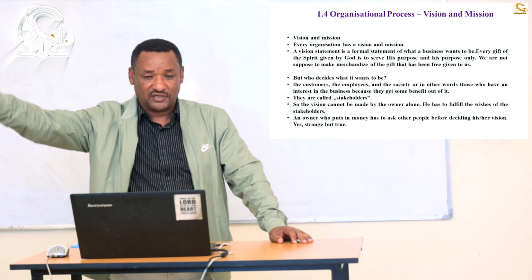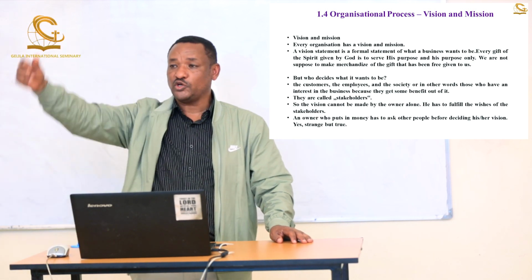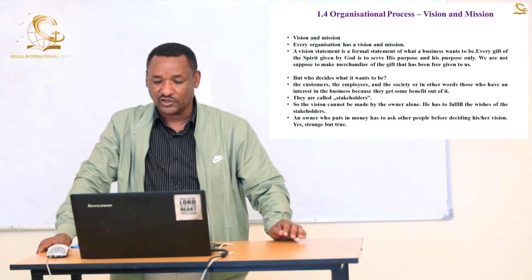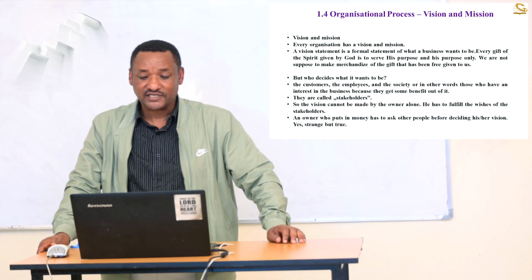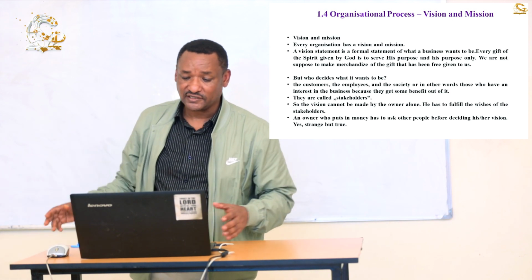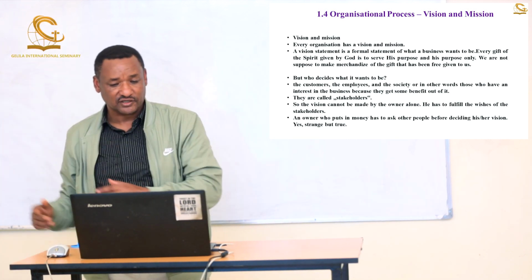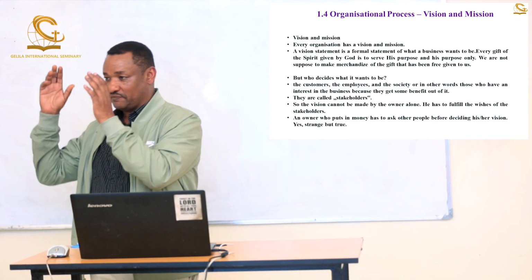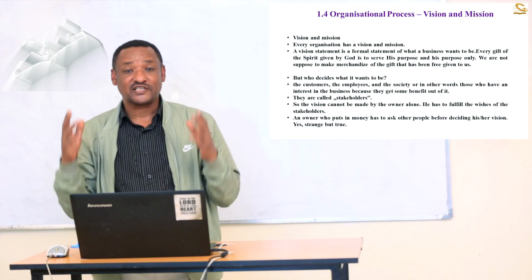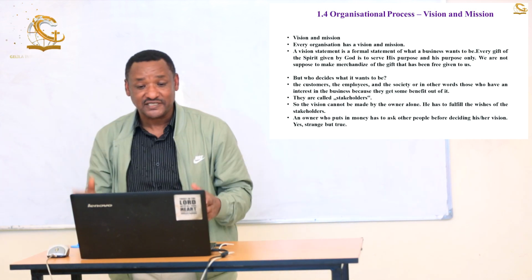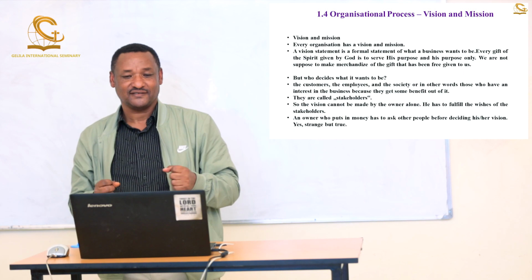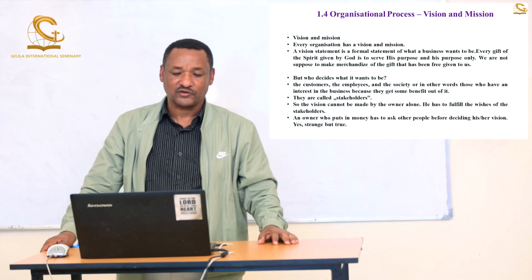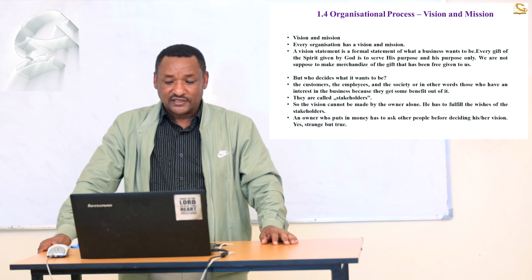A vision is what you need to achieve at the end, according to the customer's needs, the employee's needs, and the society's needs, or in other words, those who have an interest in the business because they get some benefit out of it. So there is a customer interest, a business organization interest, and a society interest. That's why the organizational process has a vision statement. Without a vision and a mission, you can't have an organization. And they are called stakeholders.